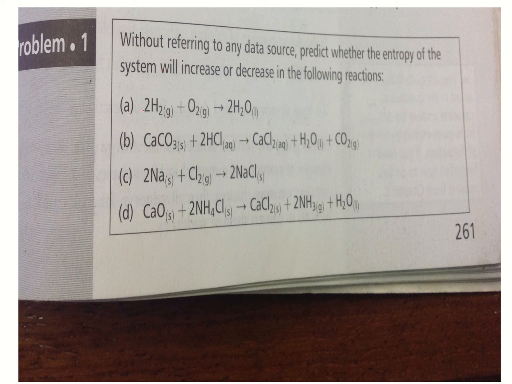Okay, so what are we looking at here? How do we measure disorder? Well, on the left hand side we have two gases, on the right hand side we have liquid. So I'm already thinking there's a decrease in entropy here. No, I'm thinking there's a decrease in entropy. So this system becomes more ordered.